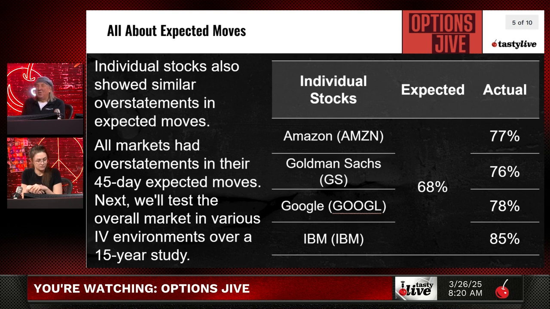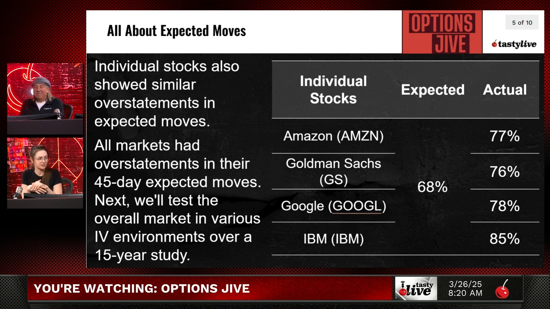Individual stocks also showed similar overstatements in expected move. All markets had overstatements in their 45-day expected moves, but we're going to explain why in a little bit. Next, we're going to test the overall market in various IV environments over 15 years. But Amazon 77, Goldman Sachs 76, Google 78, and IBM 85. That's the argument for selling premium outside the expected move or just selling premium on both sides.